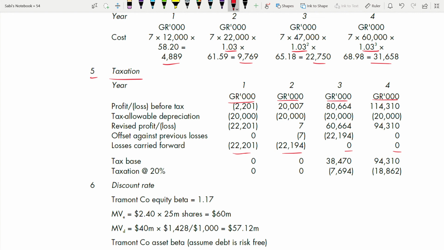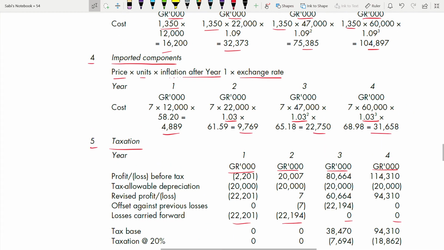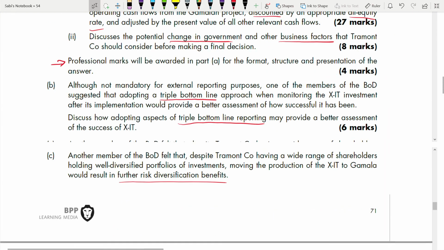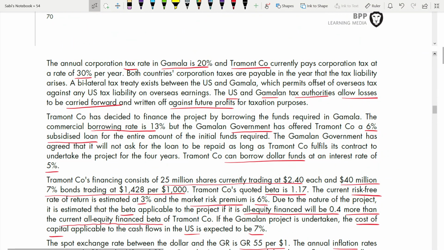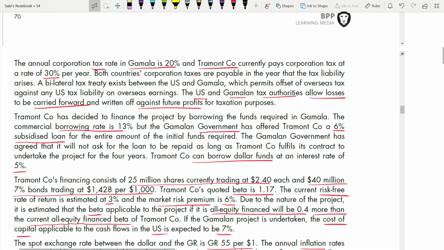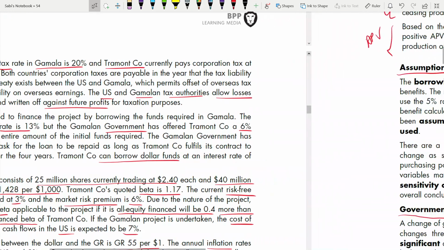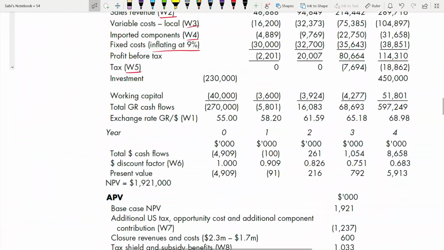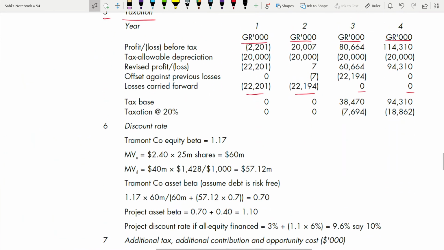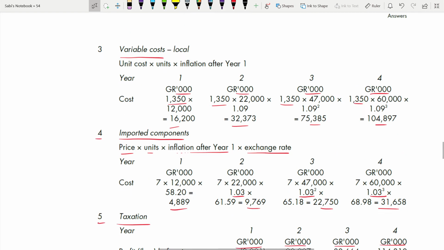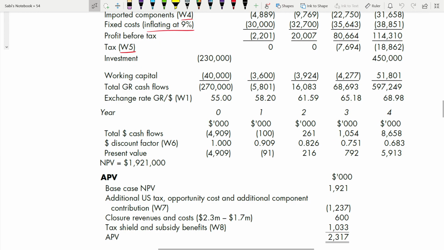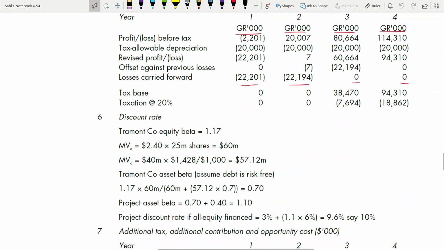Okay, we'll check again whether it is 20 or 30, because we have been given two different taxes for two different countries. Yes, it is 20% in Gamalion and 30% in the US. Okay, so the tax is 20%. So if you take tax at 20%, deduct that tax from the tax base. So this only will go as a tax.